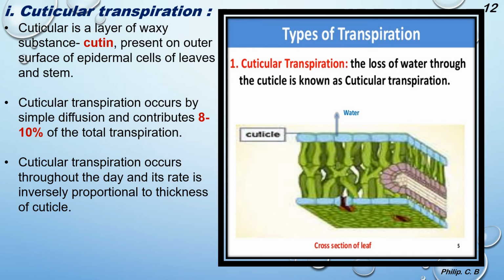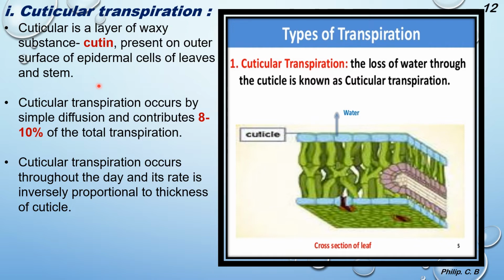Now, coming to the first type, that is cuticular transpiration. Cuticle is a layer of waxy substance, cutin, present on the outer surface of the epidermal cells of the leaf and the stem. So cutin is present on the epidermal layer of the leaf, so the transpiration takes place through the leaf only.